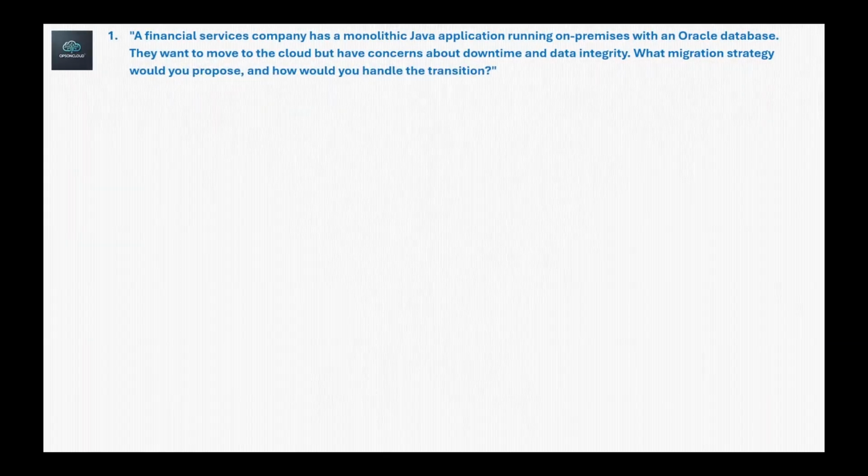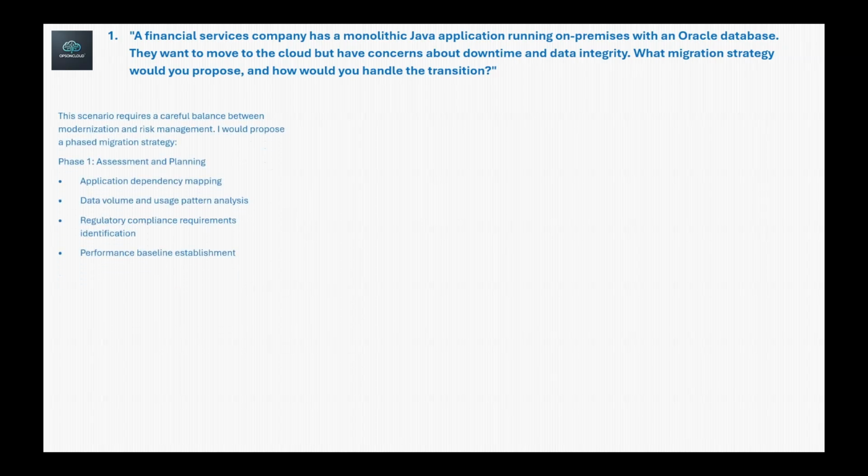So the question would be: a financial services company has a monolithic Java application which is running on-premises with an Oracle database. They want to move to the cloud but have concerns about downtime and data integrity. What migration strategy would you propose and how would you handle the transition? So, as a senior cloud engineer and architect, how would you analyze the situation? This scenario actually requires a careful balance between modernization and risk management.